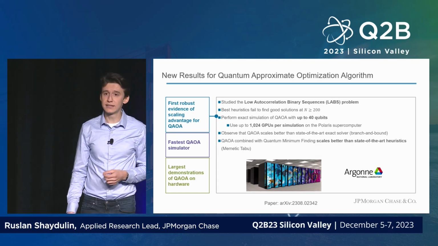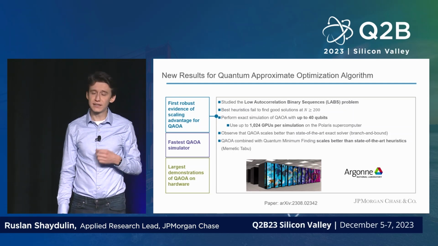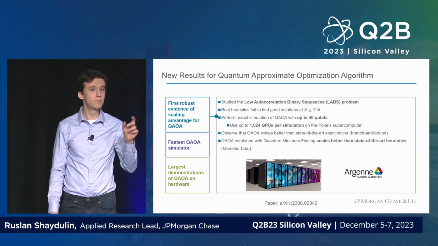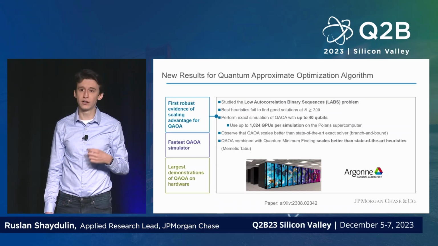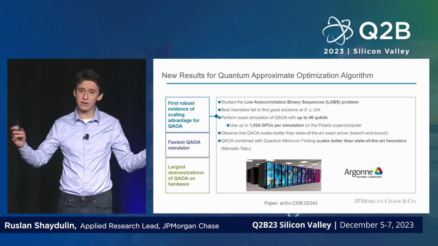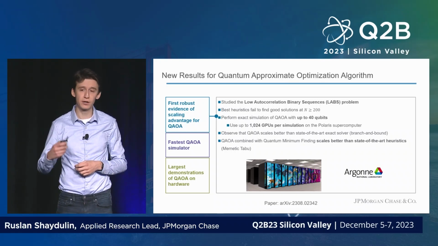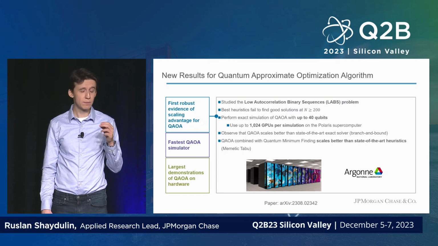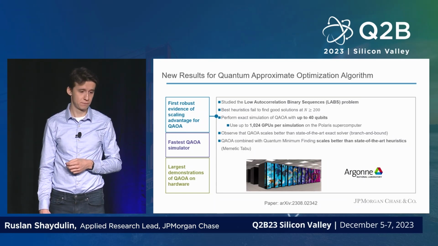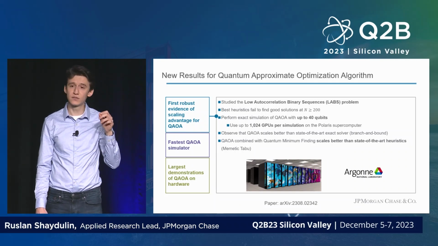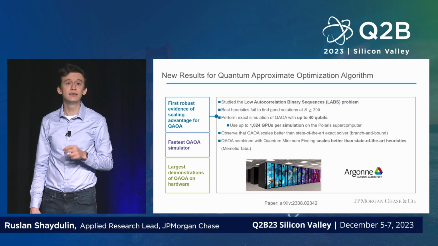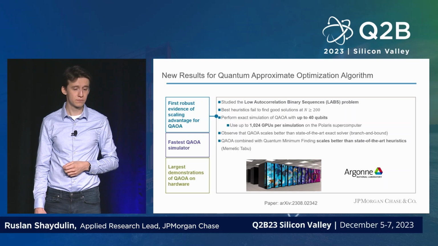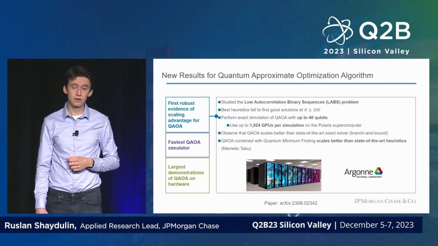Now, to understand the scaling of QAOA on this problem, we have performed exact simulations with up to 40 qubits. And remember, already at this scale, we have verified that classical solvers achieve their limiting scaling. We use up to 1,000 GPUs on the Polaris supercomputer, accessed in a partnership with Argonne National Lab. And we observe that the time to solution of QAOA scales better than the state-of-the-art exact solvers, which are branch and bound. If you combine constant-depth QAOA with quantum minimum finding, you achieve a scaling that's better than state-of-the-art heuristics for this problem.